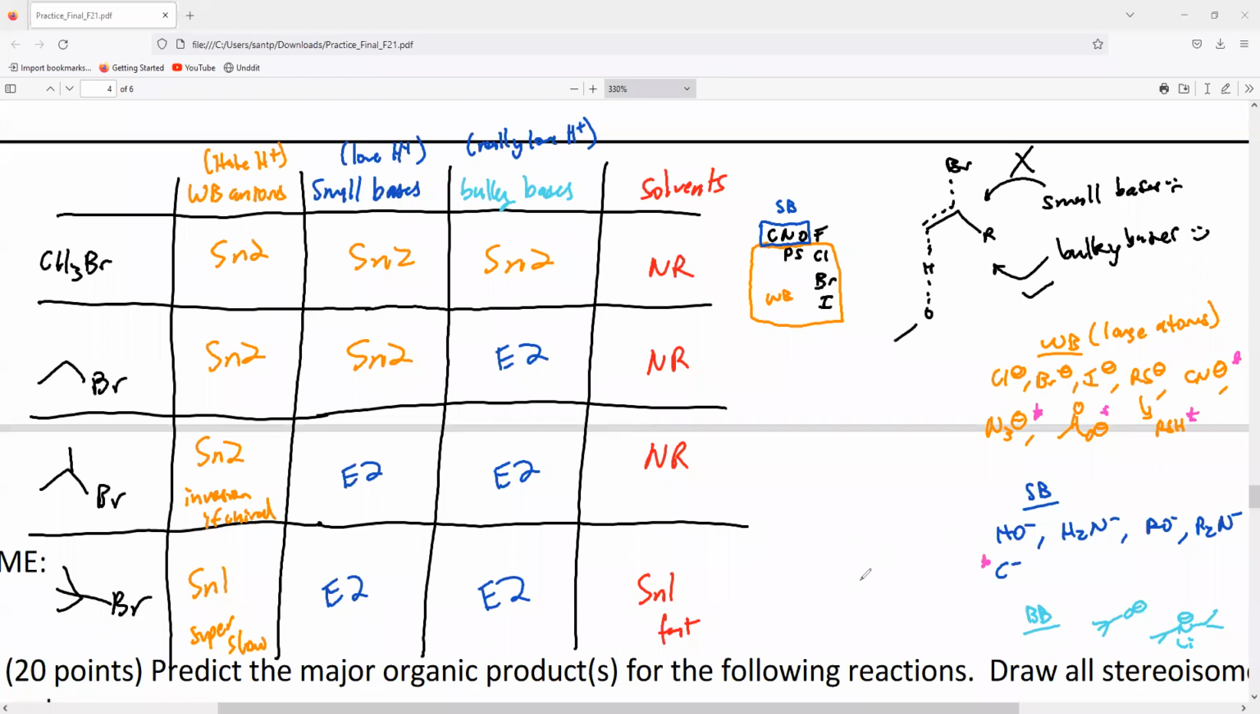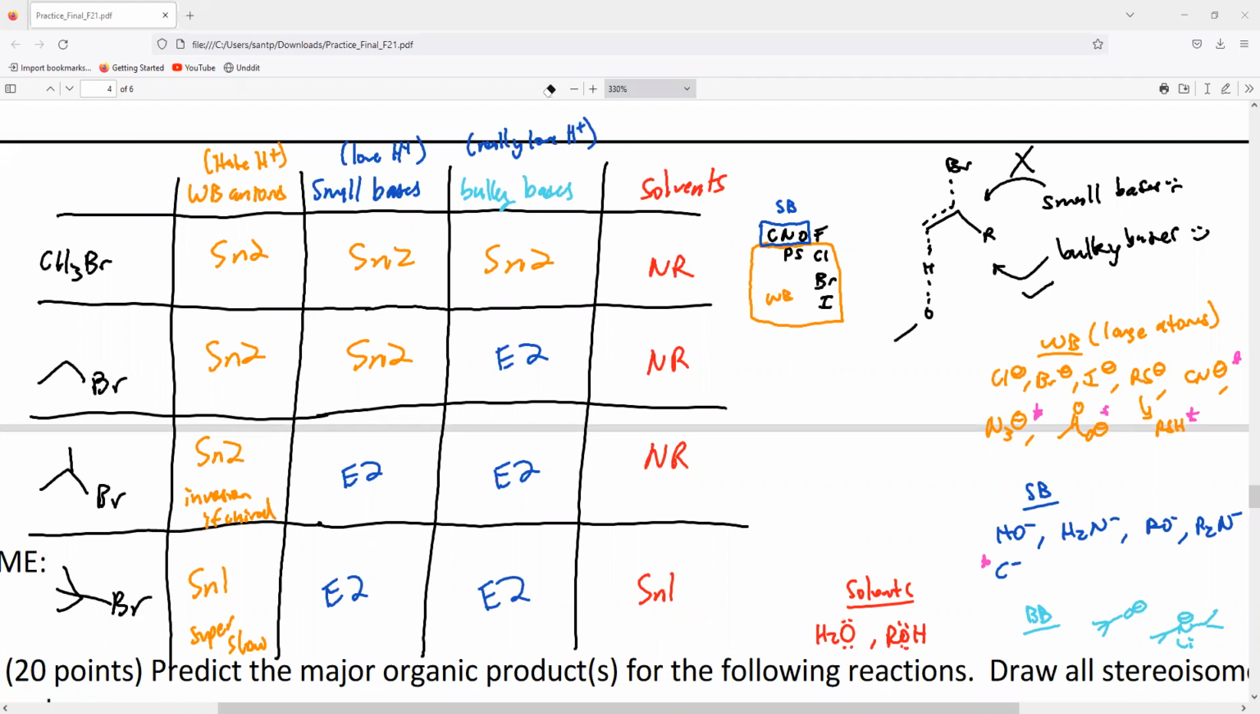And then finally, our last category is our solvents. There's two basic ones for these. One is water, and the other is alcohol. So remember, you need only that thing on the arrow, and that's the reaction that's happening.